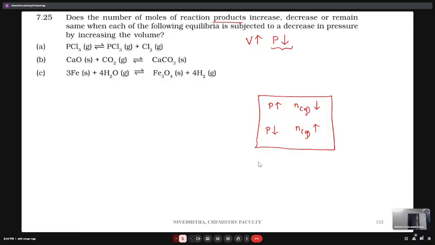So, what is the answer to the first question? First one increases, ma'am. Okay. Decreases and remains, ma'am. So here increases, and in the second reaction, decreases, ma'am. Decreases. In the third reaction, remains the same, ma'am. Very good, Kana. Could you please justify your answer?